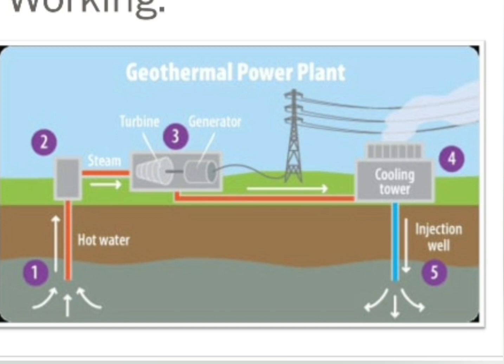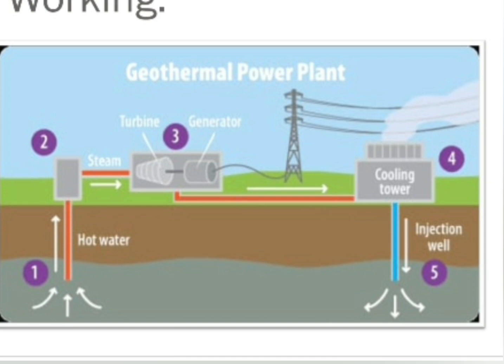steam is condensed back into water, and with the help of an injection well, this water is pumped back into the earth, and this process repeats again, where again hot water comes up to the surface, gets converted to steam, drives the turbine, and the generator produces the electricity, and this steam enters a condenser where it is condensed back into water and goes into the earth. So this is the basic working of a geothermal power plant, where geothermal energy is converted into electricity.